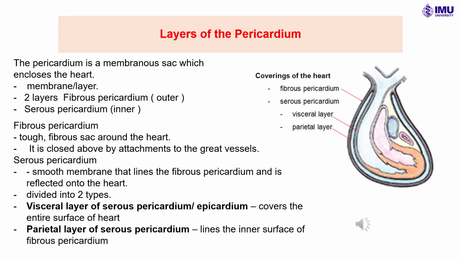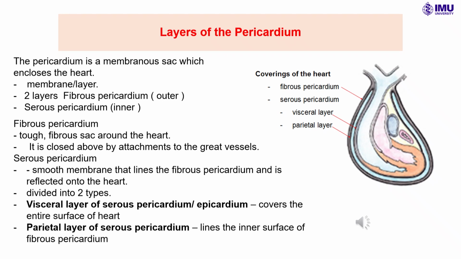The pericardium is a membranous sac which encloses the heart. This membrane is formed by 3 layers. Outermost fibrous pericardium, which is closed above by attachments to the great blood vessels. Innermost visceral layer of serous pericardium, which covers the surface of the heart and is called epicardium. In the middle, the parietal layer of serous pericardium, which lines the inner surface of the fibrous pericardium. A small amount of fluid, pericardial fluid, is located between the 2 layers of serous pericardium.